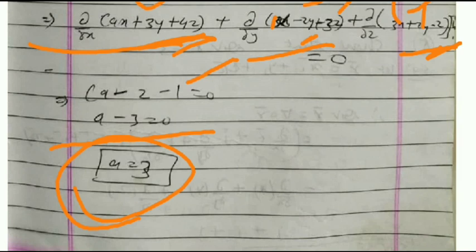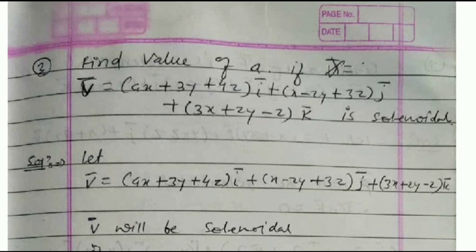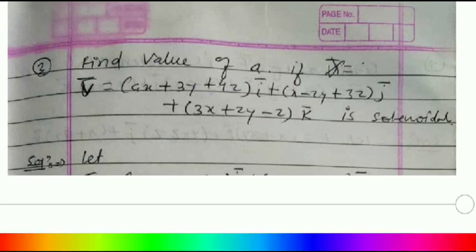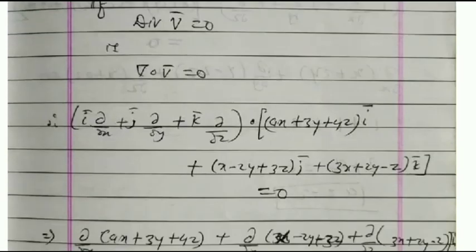Remember that in this question we are already given that the vector v bar is a solenoidal vector. That's why we take the divergence of v bar equals 0 directly.